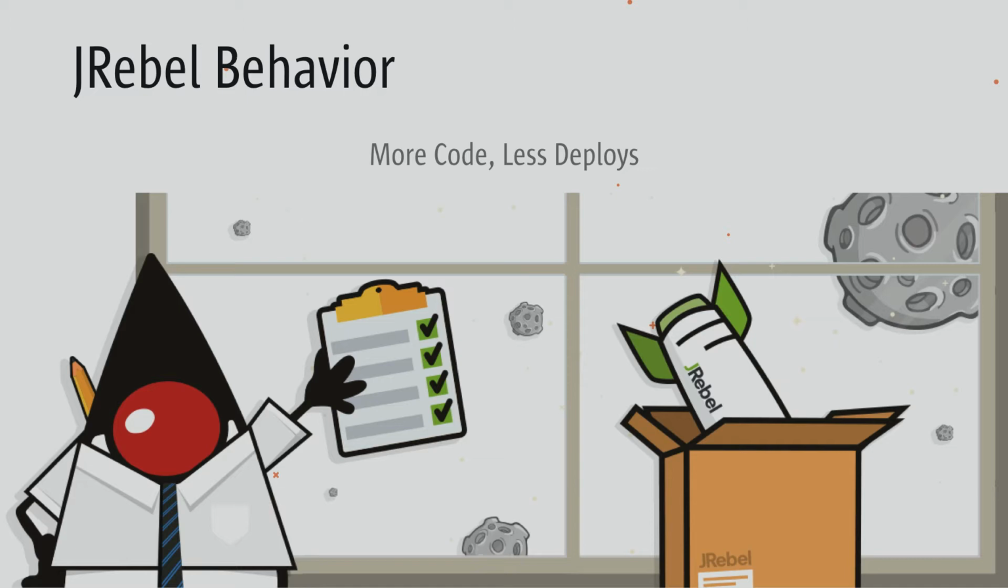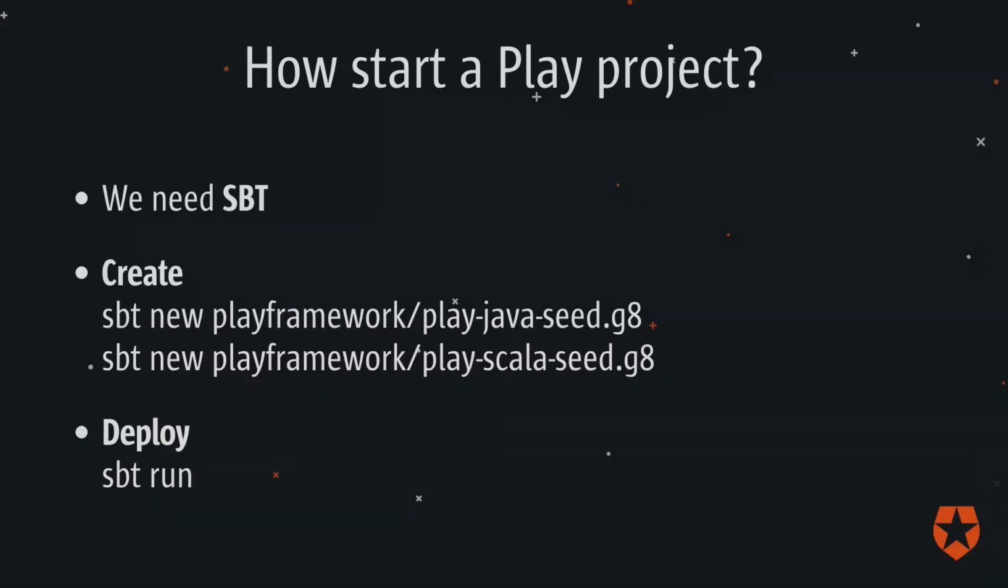So there exists a tool for zero turnaround, that is JRebel. We only install it, I only need to save my changes and refresh, and I will show them. And Play has this behavior built in, so I can code more and deploy less. So now, how can we start a Play project?